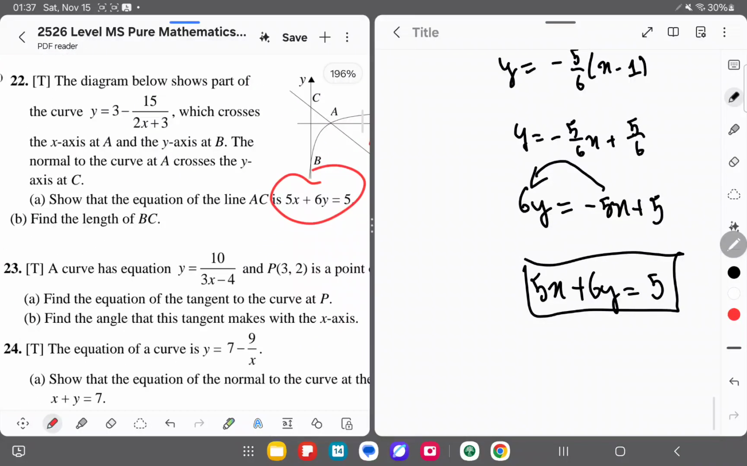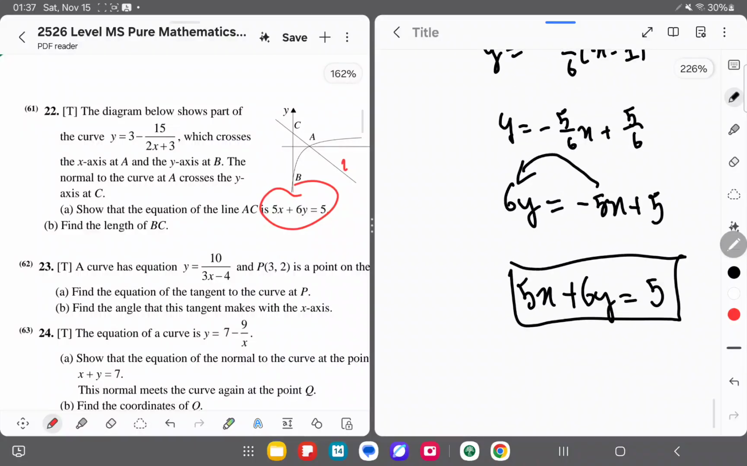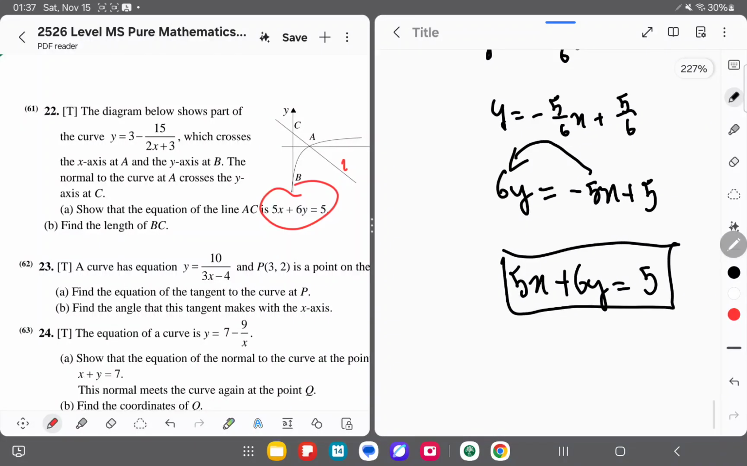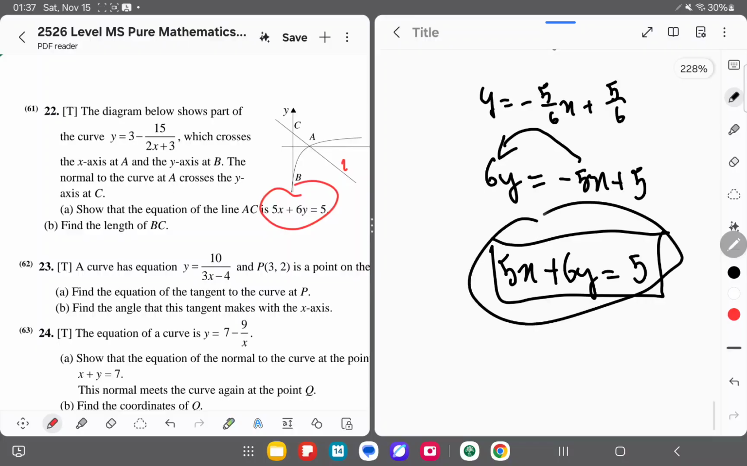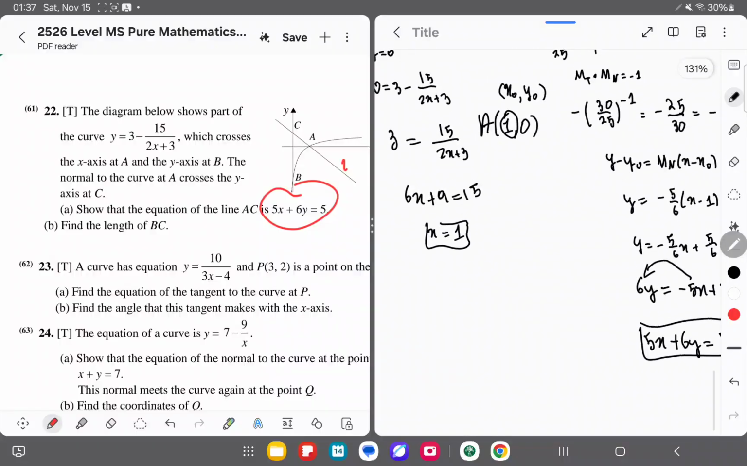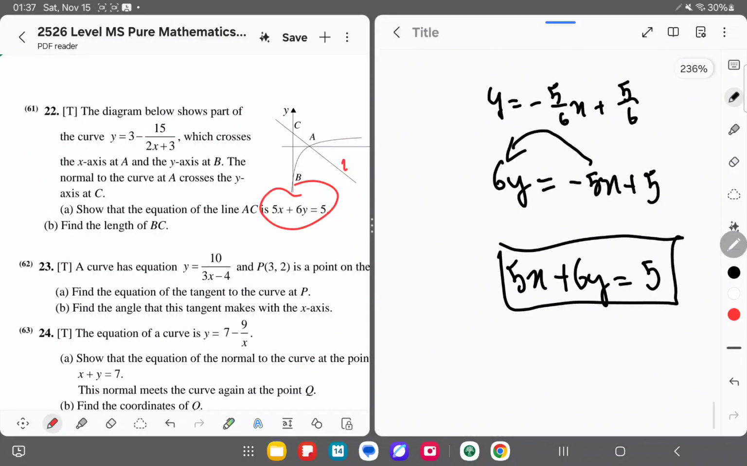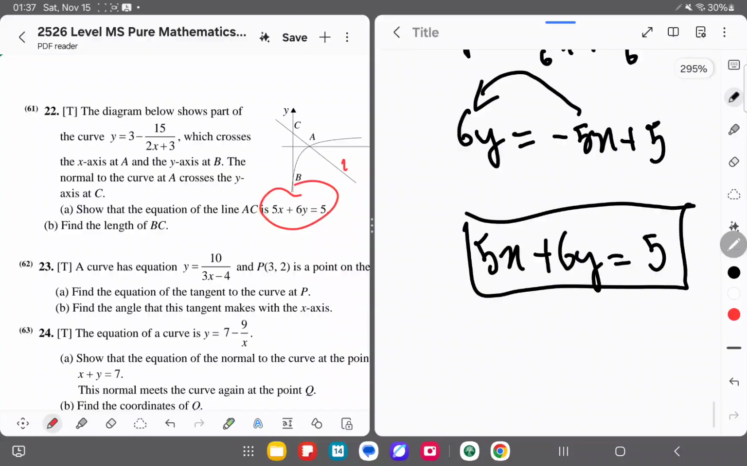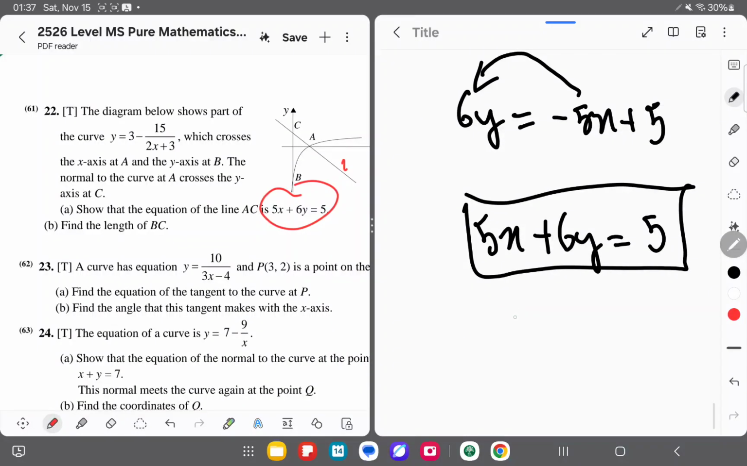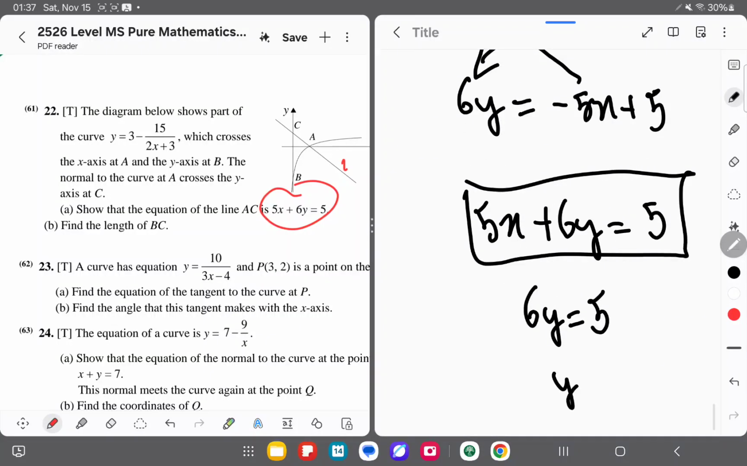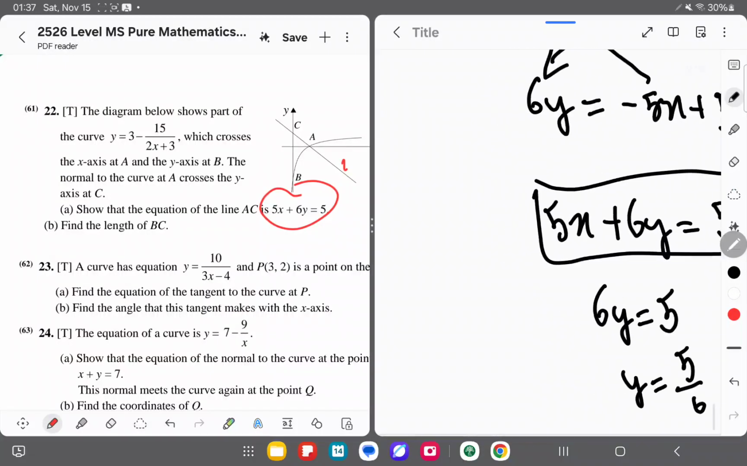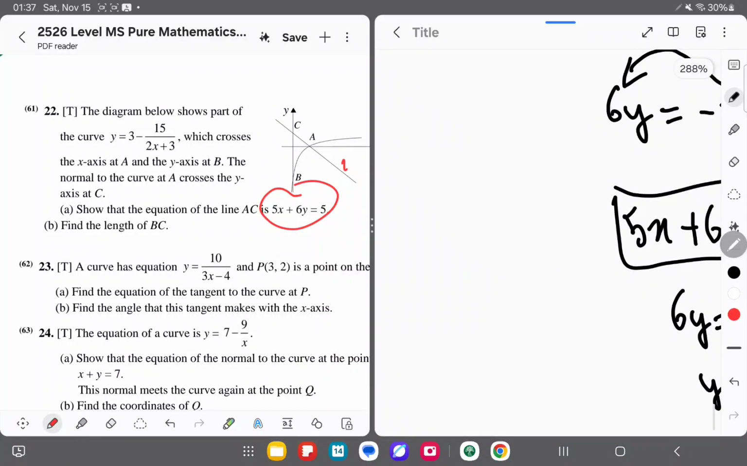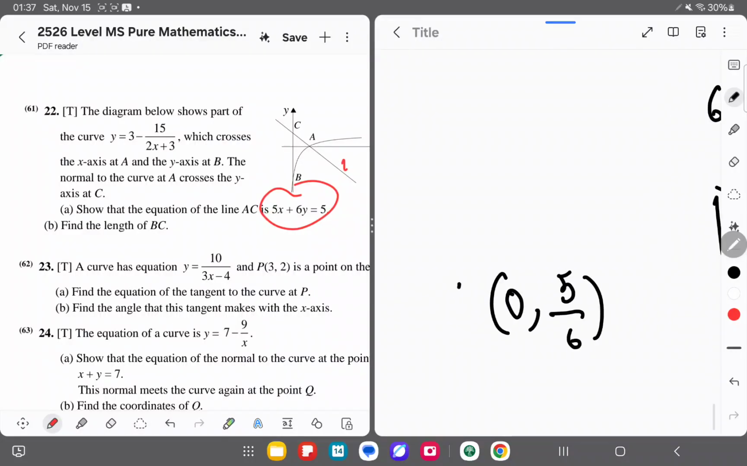Anyway, now we have to find the length of BC. How do we get the length of BC? We have to find the y-intercept of the normal and the y-intercept of the curve. What is the y-intercept of the normal first? That's way easier to get. The y-intercept is when x is equal to 0, so now we just have 6y is equal to 5. So y is equal to 5 over 6. So the coordinates of C are (0, 5 over 6).